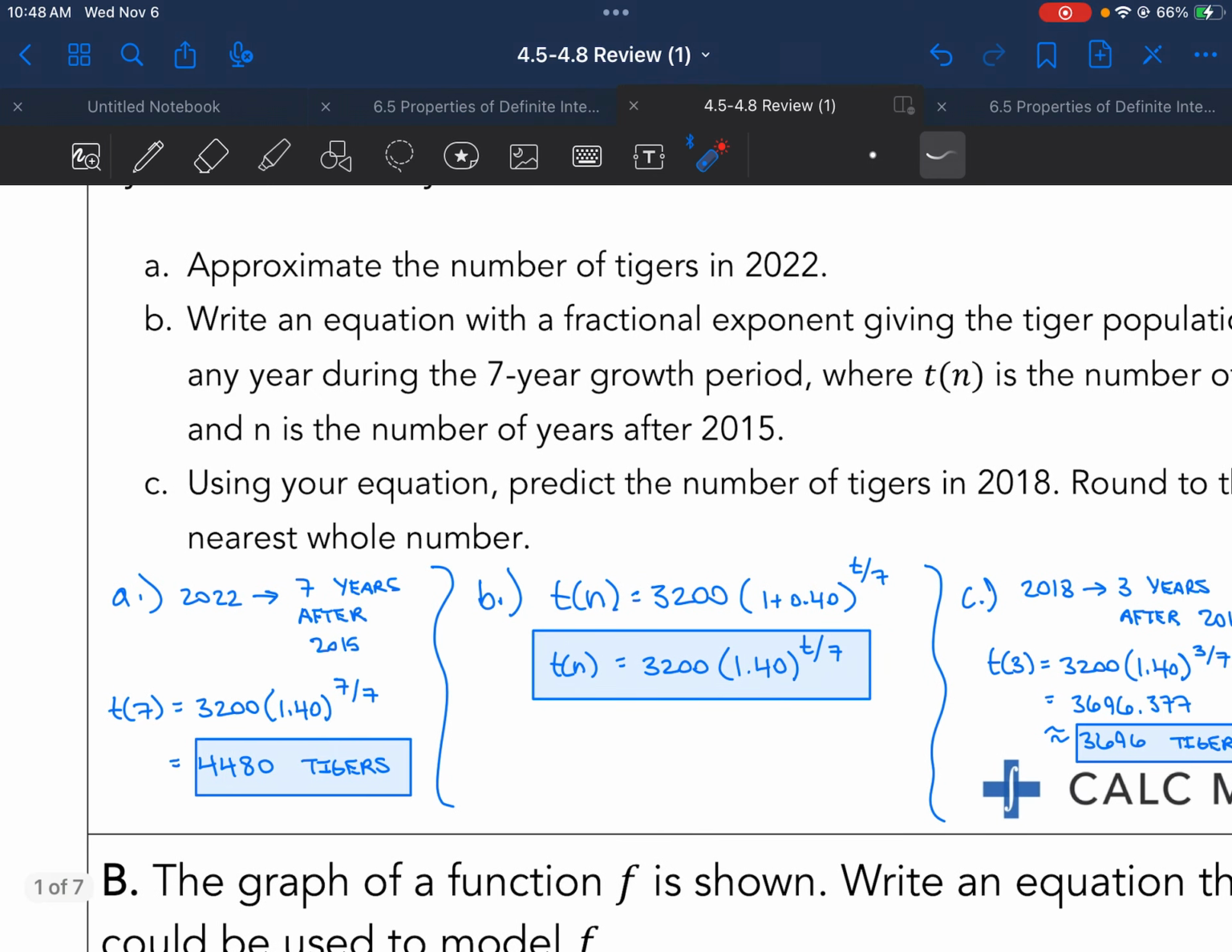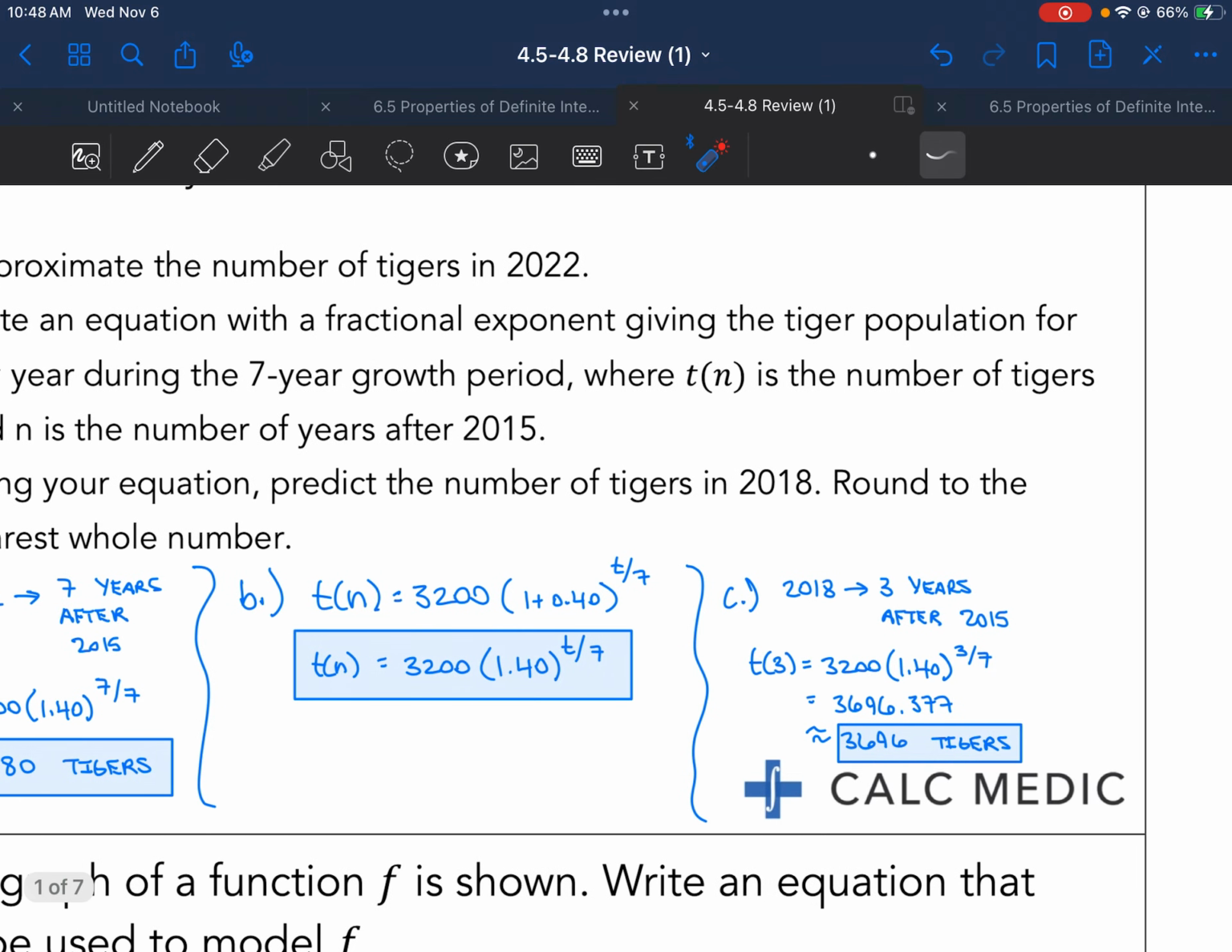All right, did we use our equation from part B? We look at part A, approximate the number of tigers in 2022. Okay, well, 2022 was 7 years after 2015. You can plug the 7 in. Notice that when you plug it in to the exponent here, 7 over 7 is just 1. So 3,200 times 1.4 to the first power, you get 4,480 tigers.